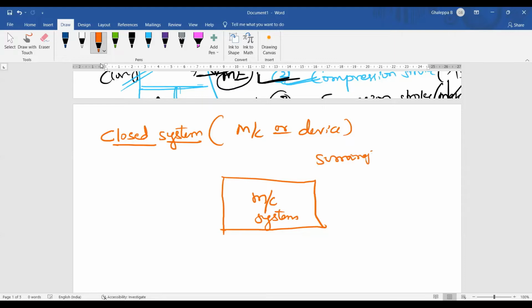This is the surrounding. For example, your home, where you are sitting now, is a system. The neighboring home is a surrounding. For example, you are sitting in your bedroom. So the bedroom is a system and the kitchen of your home is a surrounding. So anything outside the system is called surrounding. And one point you need to remember: the layer or partition which separates system and surrounding is called the boundary. So this is the boundary.